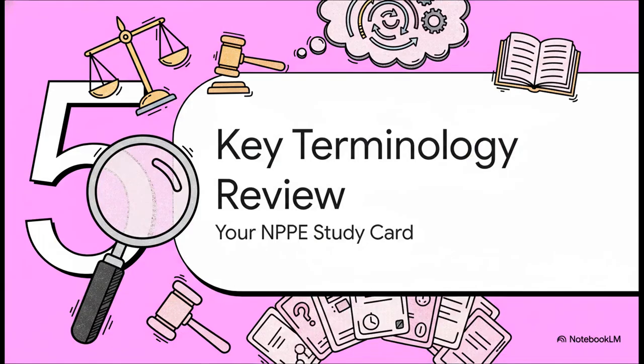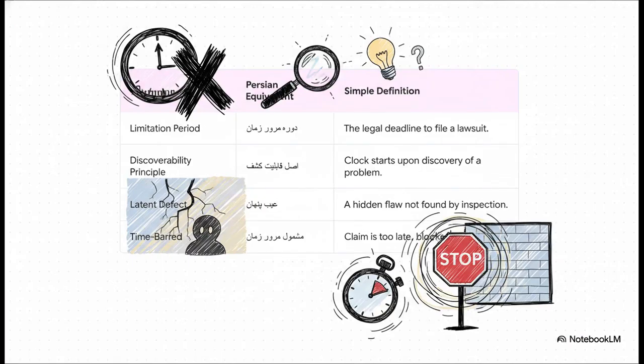Okay, to make sure all of this really sticks, let's do a super quick review of the key terminology from this question. Think of this as your personal digital study card for exam day. All right, let's lock this vocabulary in. First up, limitation period. In Farsi, you'll hear this as dogre I murur zaman. It's simply the legal deadline to file a lawsuit.